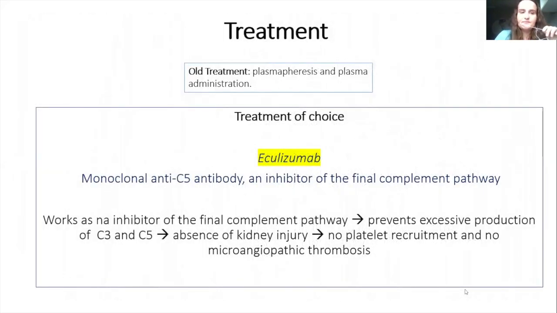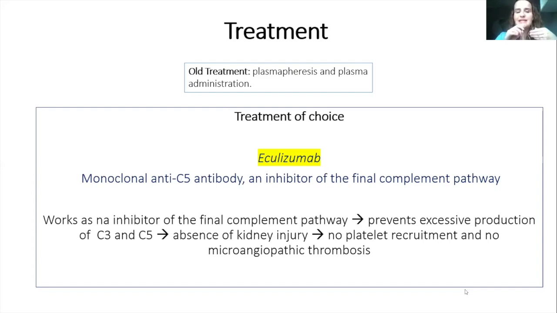The treatment for atypical hemolytic-uremic syndrome was plasmapheresis and plasma administration. However, besides reducing the mortality by 25%, the renal involvement was not very good. So the treatment of choice was Eculizumab. Eculizumab is a monoclonal anti-C5 antibody, an inhibitor of the final complement pathway.